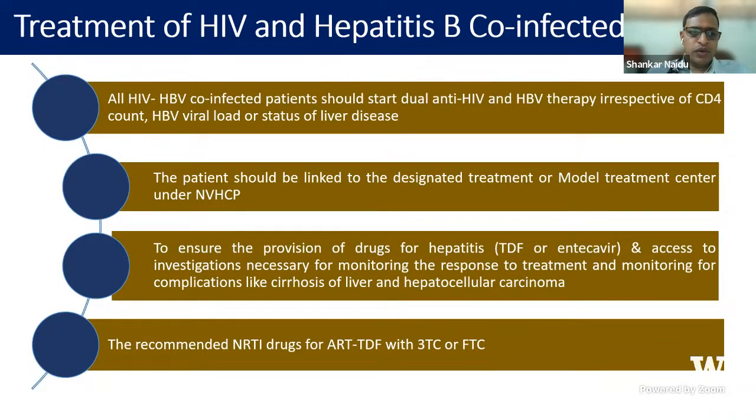So the next question would be, when should ART be initiated in these patients? All HIV hepatitis B co-infected patients should start dual HIV and HBV therapy, irrespective of the CD4 count, irrespective of the HBV viral load or status of the liver disease. And as far as the treatment of hepatitis B is concerned, these patients should be linked to the designated treatment or a model treatment center as per the National Viral Hepatitis Control Program.